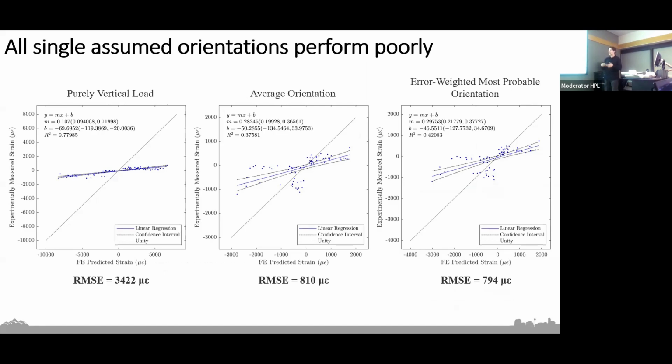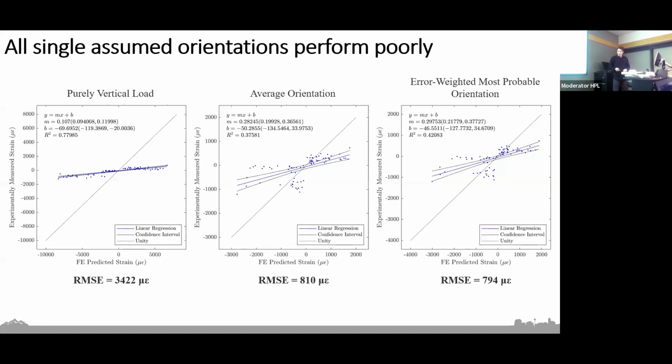When we look at the average orientation, that doesn't seem to work great either. We can only explain up to 38% of the variation in experimentally measured strains. We still have high errors in that 800 microstrain region. And similarly, for that error-weighted most probable orientation applied across all these models equally, we still have high errors in that 800 microstrain region. We can explain a little bit more of that variation, 42%, but actually using this error-weighted most probable orientation or the error minimum orientation or the most probable orientation, they all perform just about the same.